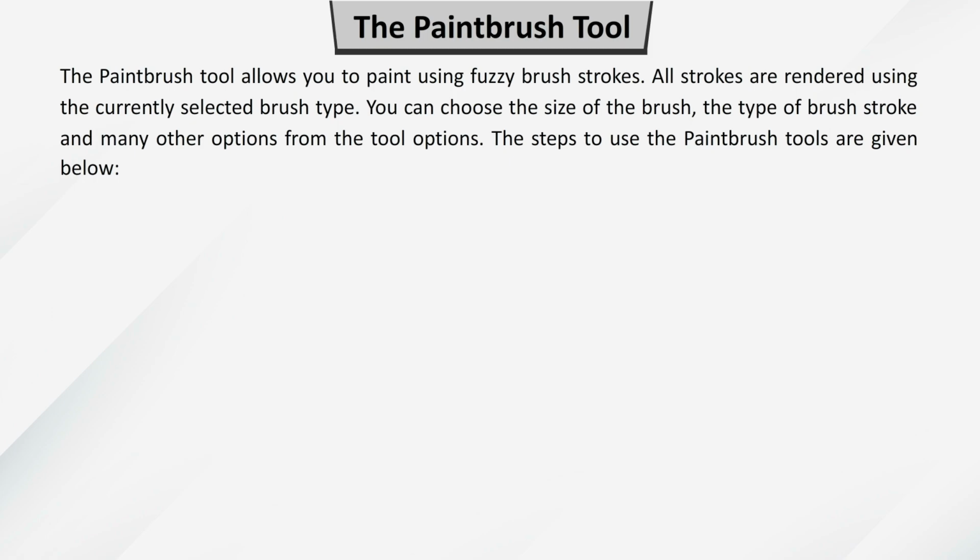The Paintbrush tool. The Paintbrush tool allows you to paint using fuzzy brush strokes. All strokes are rendered using the currently selected brush type. You can choose the size of the brush, the type of brush stroke, and many other options from the tool options. The steps to use the Paintbrush tool are given below.